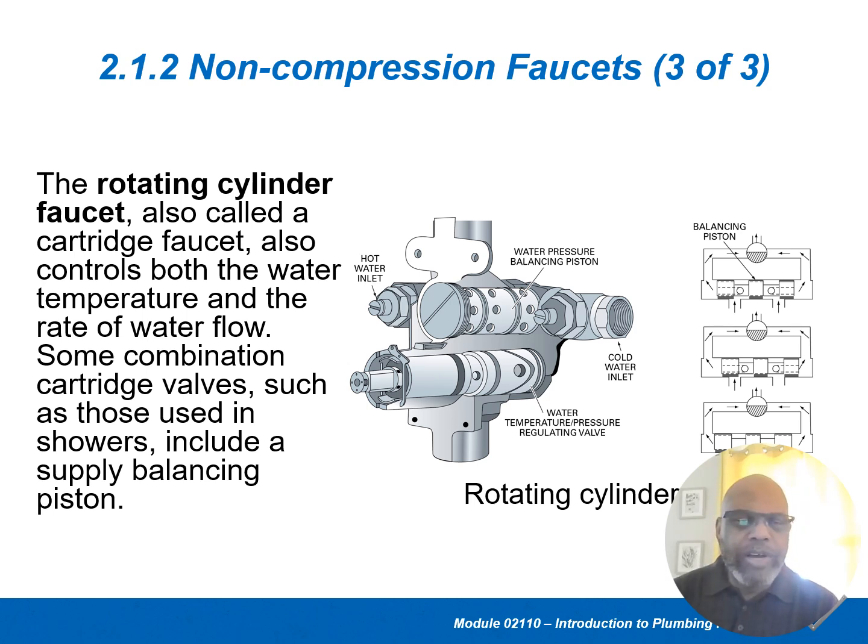So rotating cylinder faucets are also called cartridge faucets, also control both the water temperature and the rate of the water flow. And that's nice for showers, because now for a shower, you can set it for a maximum temperature so you don't overheat. And it actually tries to maintain the temperature for you. So it will regulate the water. There are some special shower faucets that work extremely well. So the technology of faucets is actually really improving to be able to set your temperature better than in the past.